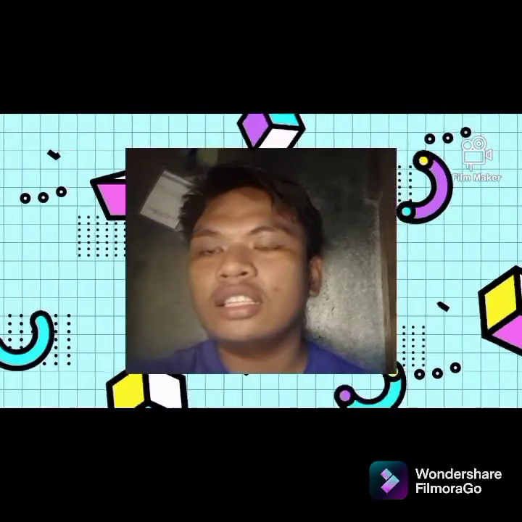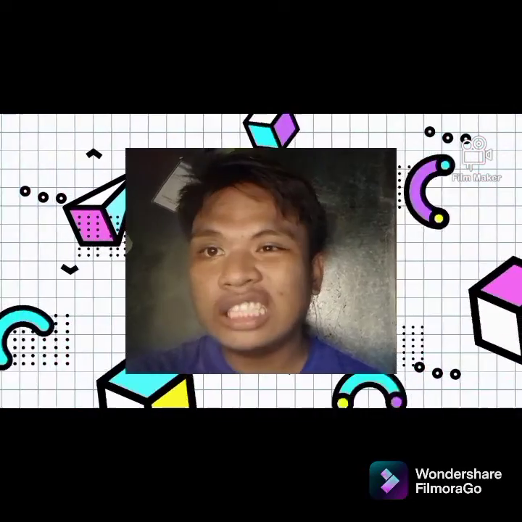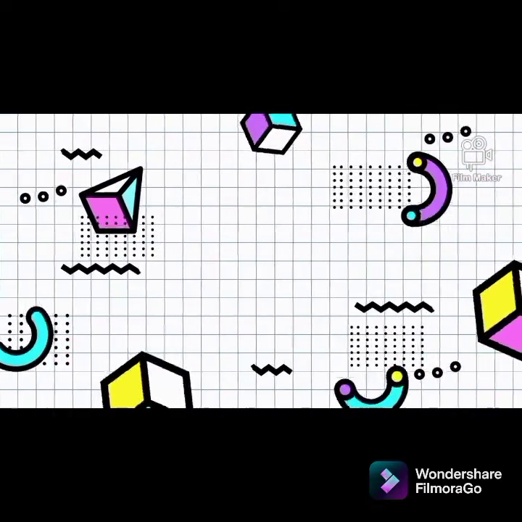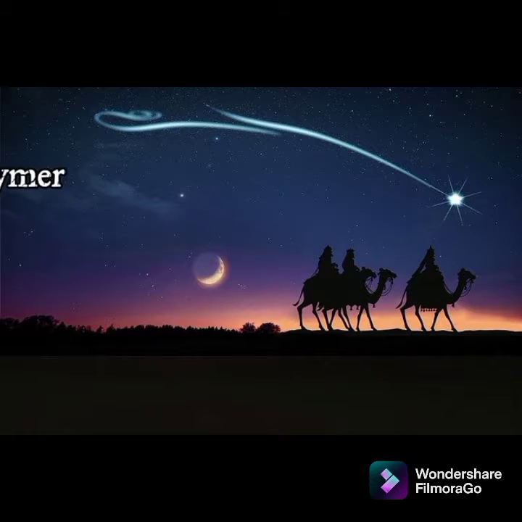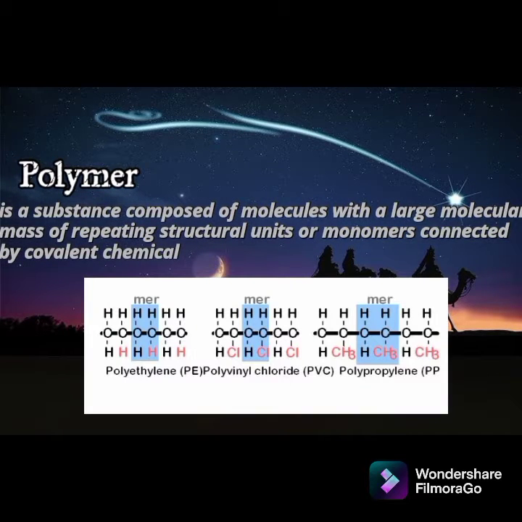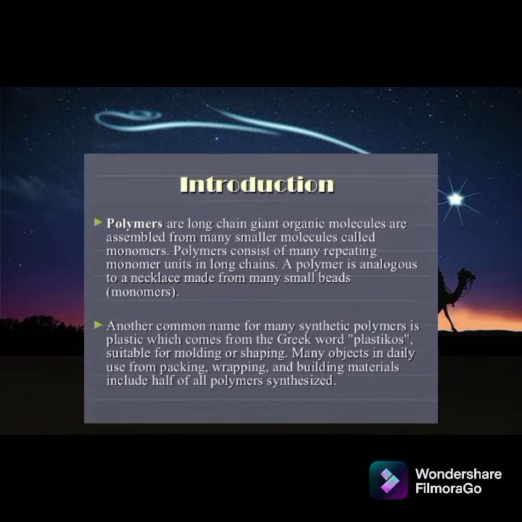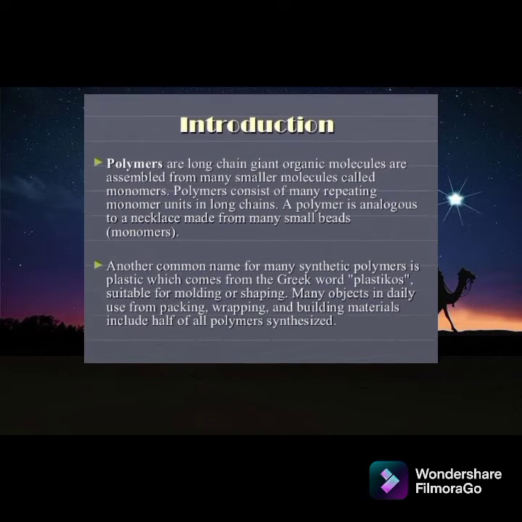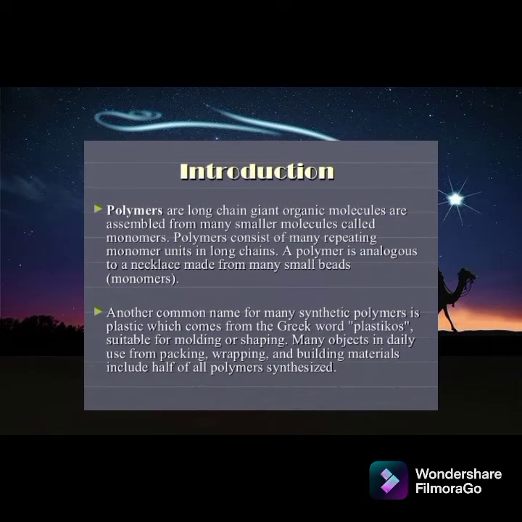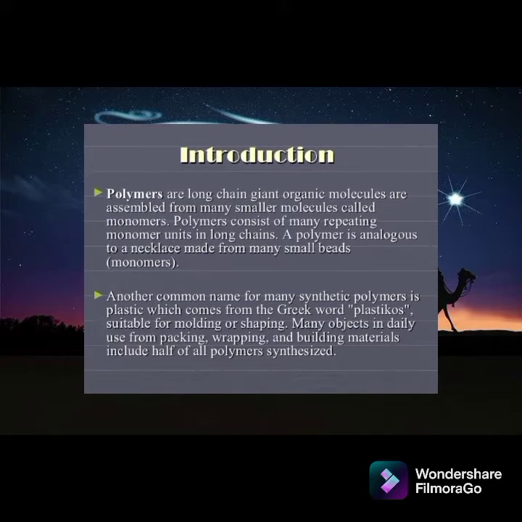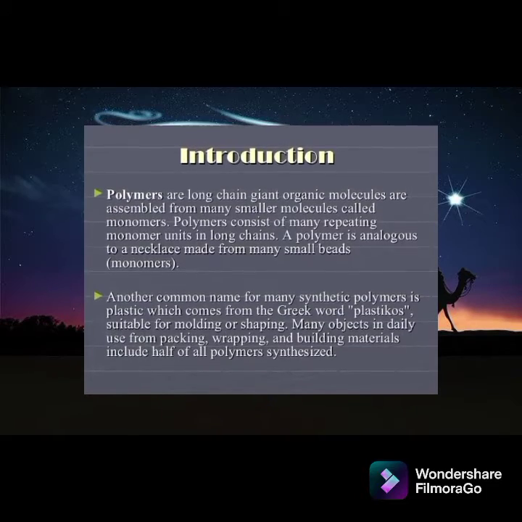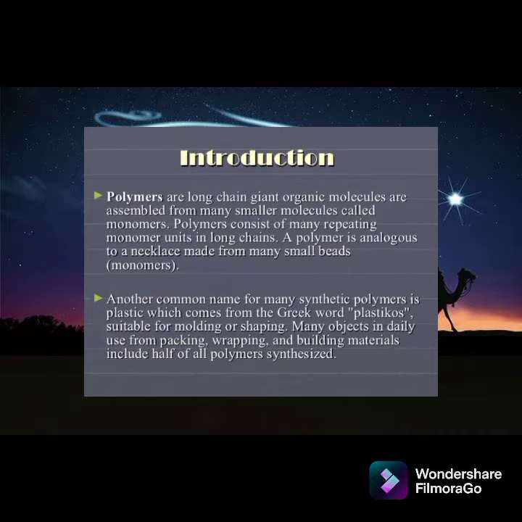And before that, what is polymers? A polymer is a substance composed of molecules with a large molecular mass of repeating structural units or monomers connected by covalent chemical bonds. In addition, polymers are long-chain giant organic molecules assembled from many smaller molecules called monomers. Polymers consist of many repeating monomer units in a long chain.